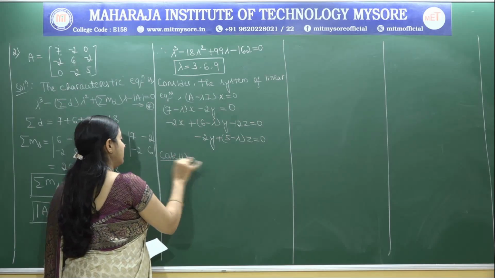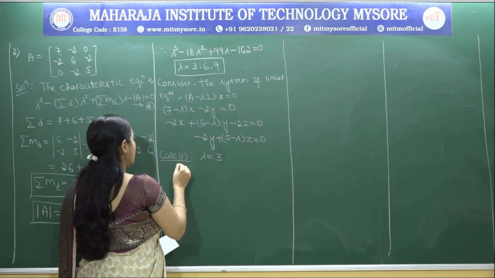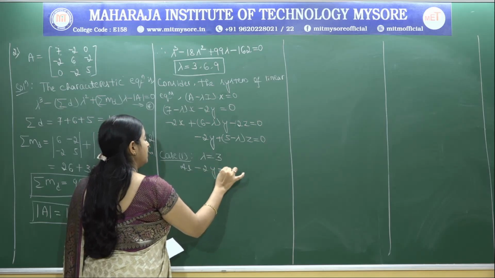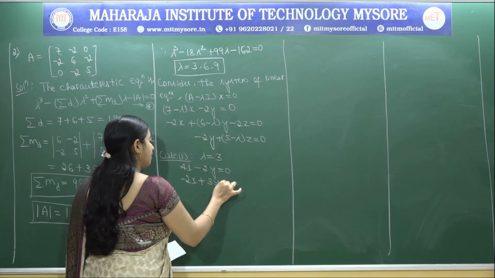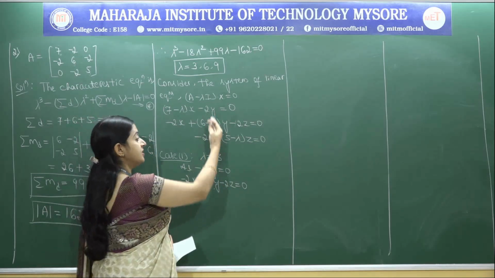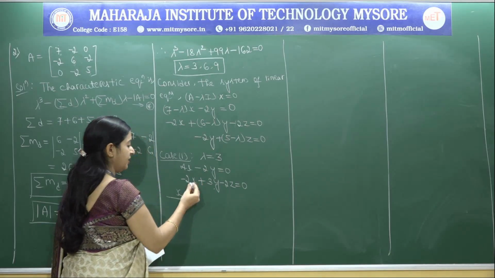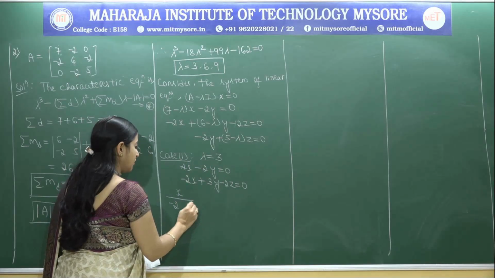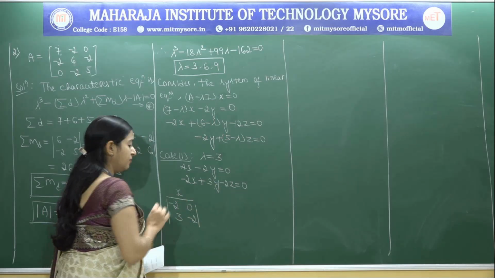Then consider the case 1, put lambda equals 3. So the first one, 4x minus 2y equals 0. The second equation, minus 2x plus 3y minus 2z equals 0. Consider any of the two equations. I consider the first and second. So using the cross multiplication method, for x, delete this. So y coefficient is minus 2, z coefficient is 0. Here the y coefficient is 3, z coefficient minus 2. Take the determinant of this.